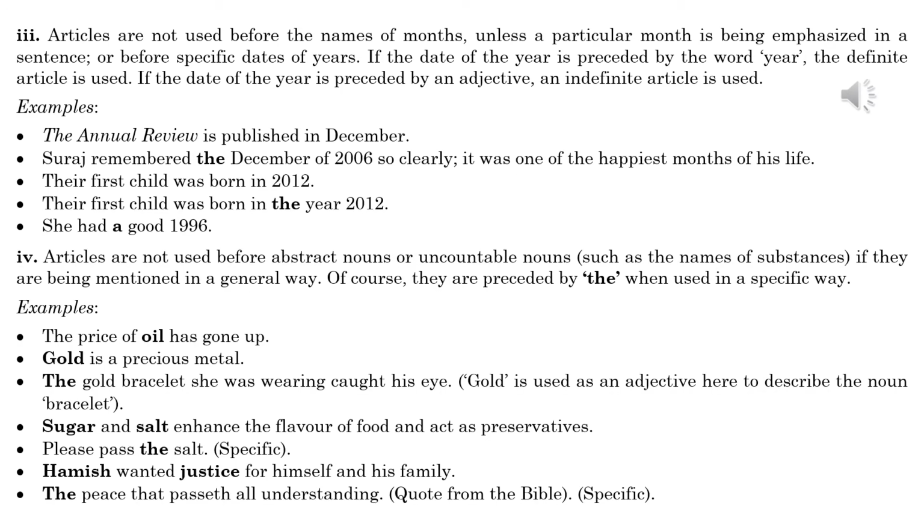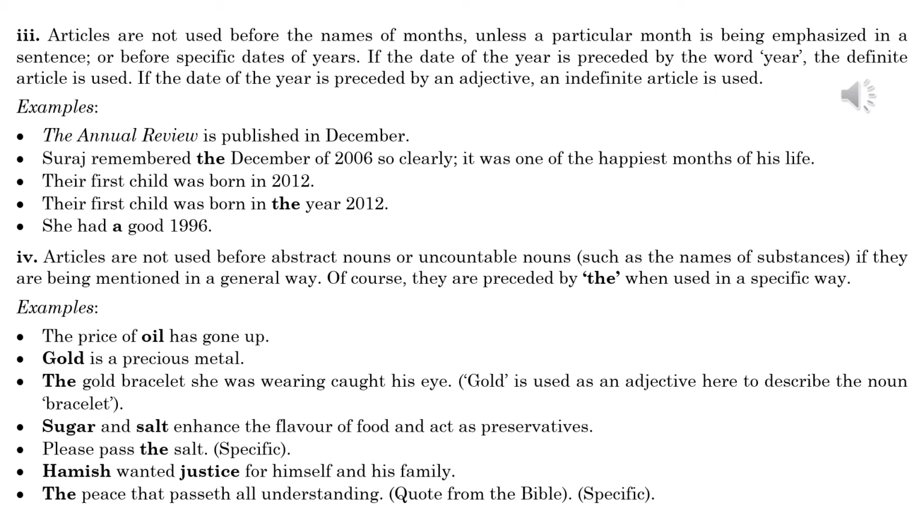3. Articles are not used before the names of months, unless a particular month is being emphasized in a sentence, or before specific dates of years. If the date of the year is preceded by the word year, the definite article is used. If the date of the year is preceded by an adjective, an indefinite article is used.